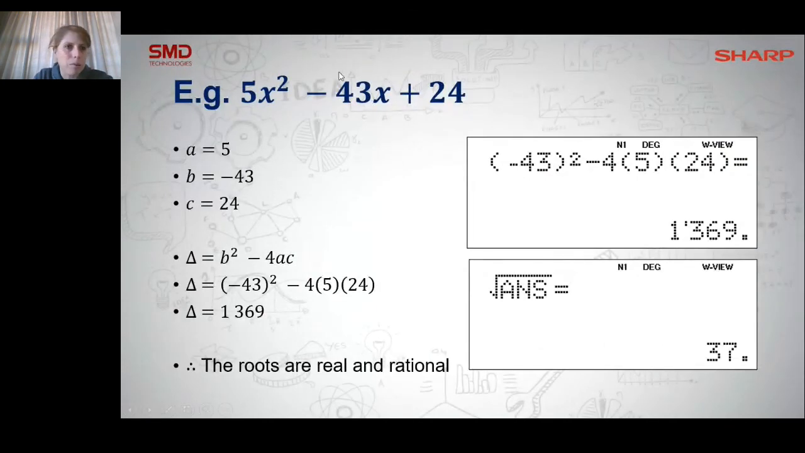With the next example, sorry. It's still 5x squared, our b is -43, and our c value is 24. When we put it in, we get a positive value of 1,369. Here, what I immediately did is square root it. If I get a rational number, my roots are real and rational. If my answer gave me 37 point something irrational, then I know my roots are real, but irrational. You should always have that check where you do the square root.